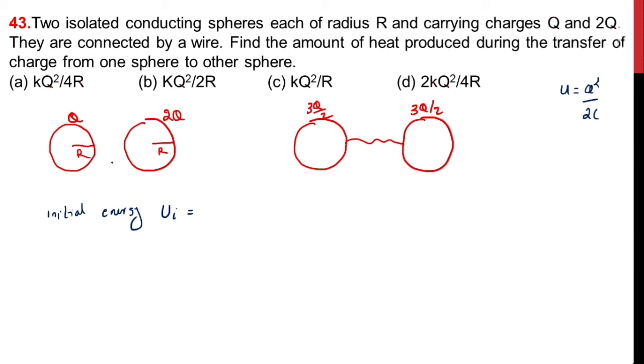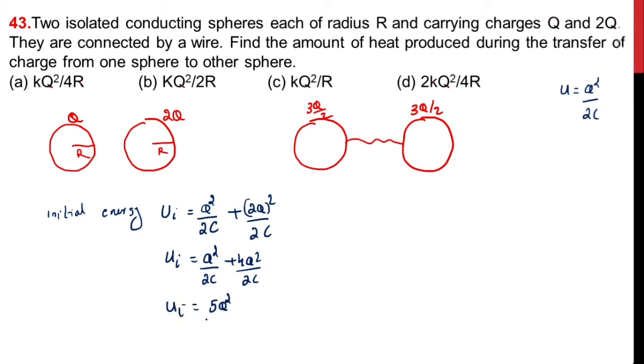So we can use it here. For the first sphere, the energy is equal to q square divided by 2C, plus the energy of the second one, which is equal to (2q) whole square divided by 2C. So the initial energy is q square divided by 2C plus 4q square divided by 2C, which is equal to 5q square divided by 2C. So this is the first equation.